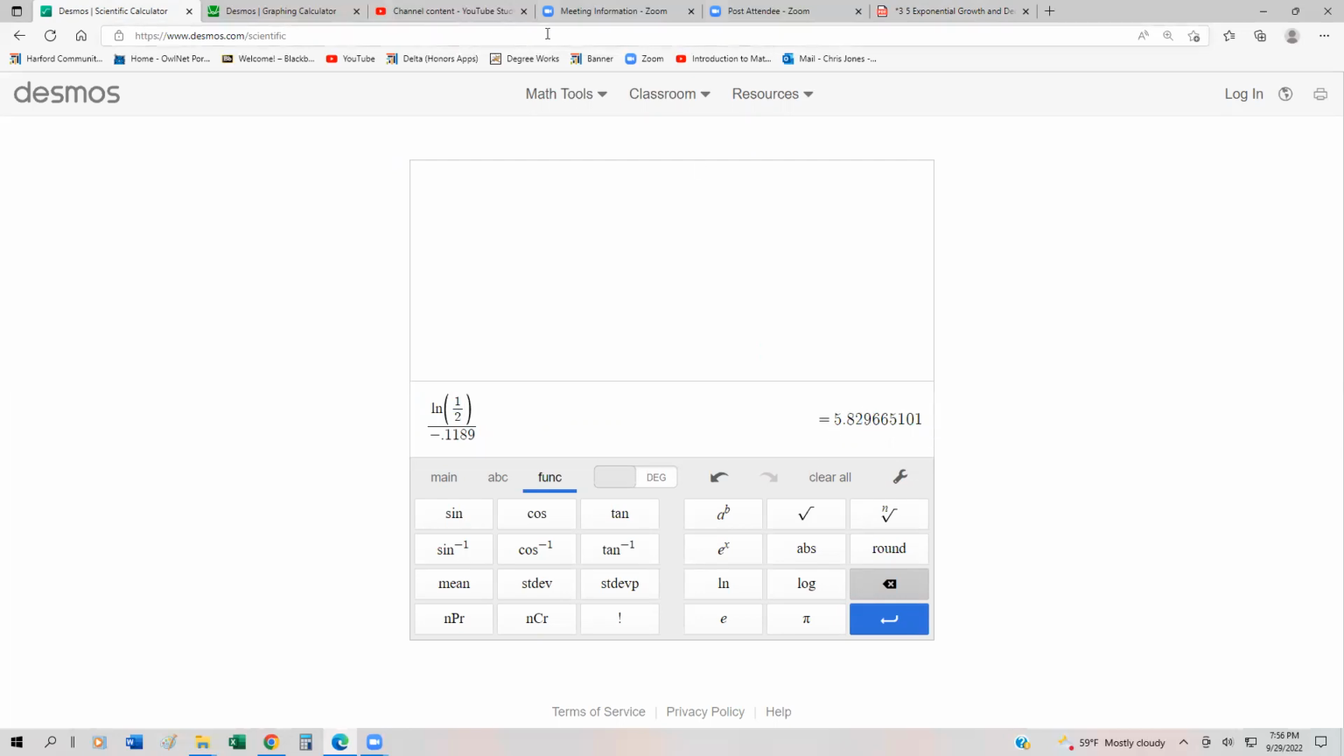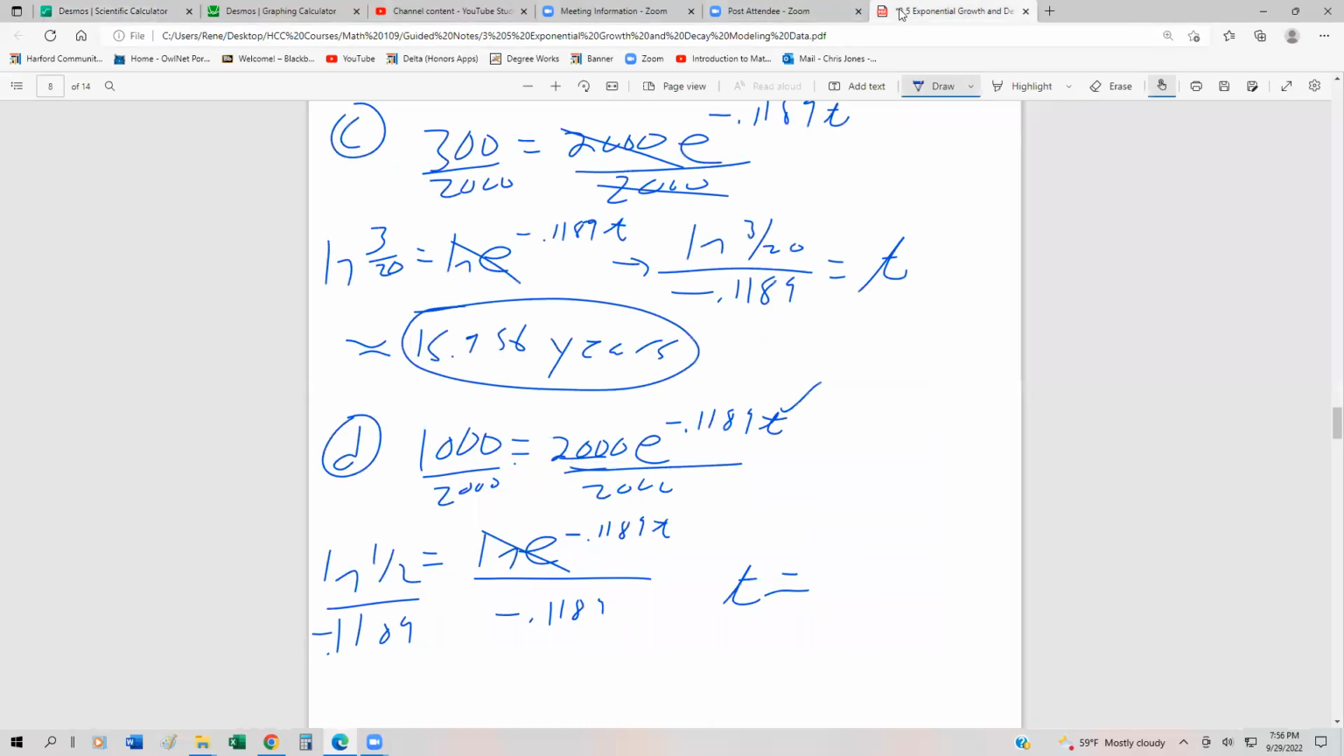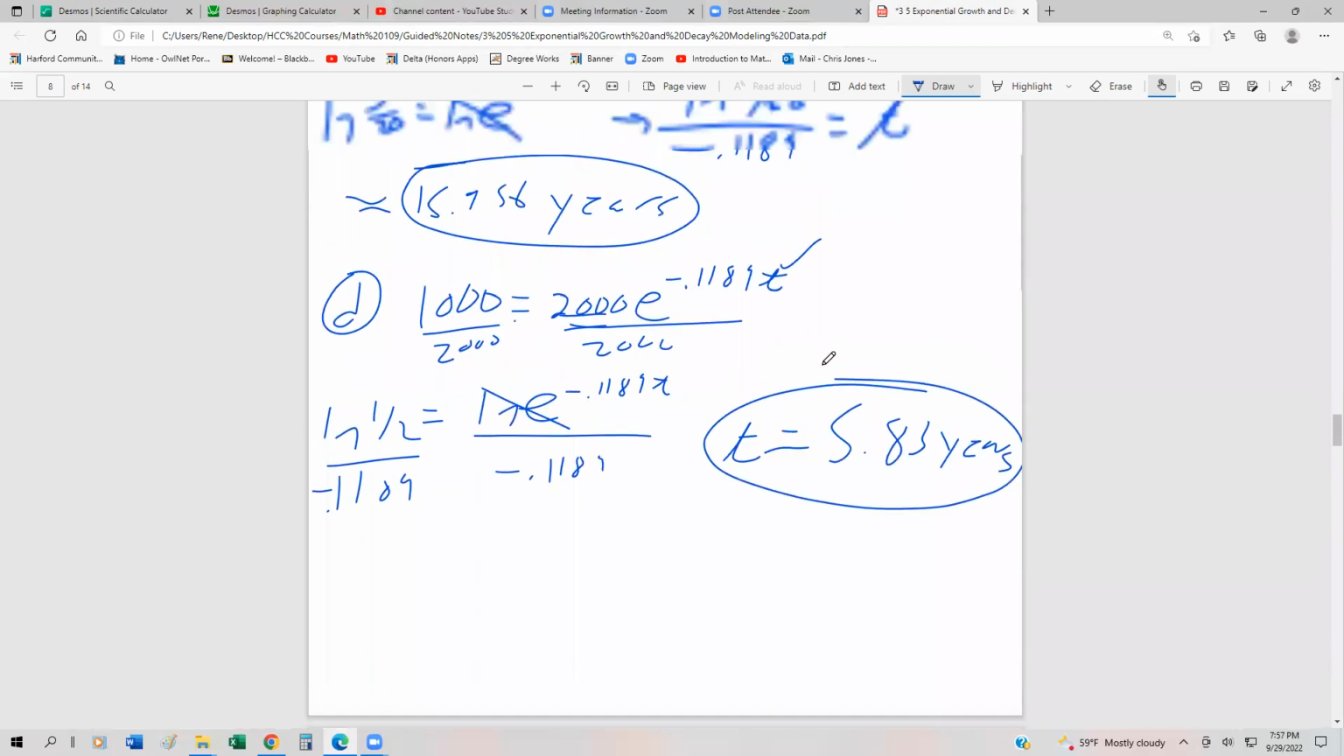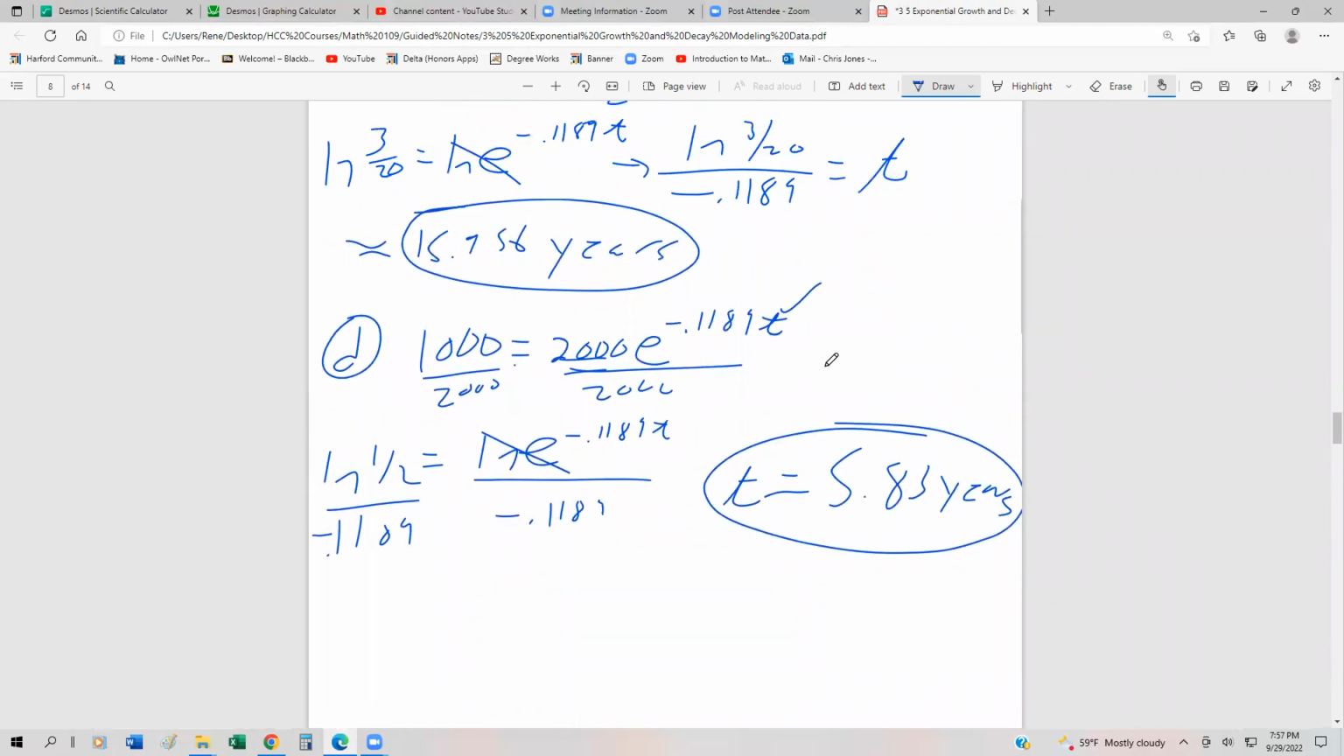5.8296, so 5.83 years. Okay, so t is going to be 5.83 years. That is the half-life of the deer, which makes sense because remember, in part B, it took 5 years to give us 1103. So a little bit more than 5 years, 5.83 years. That makes sense that that's going to be the half-life.